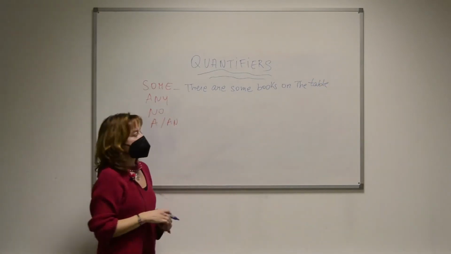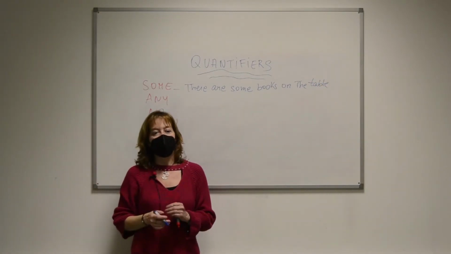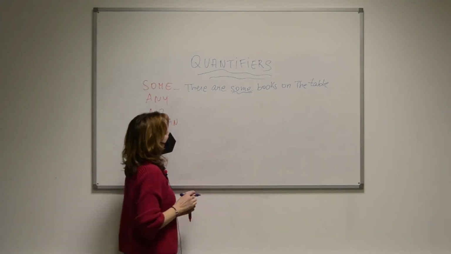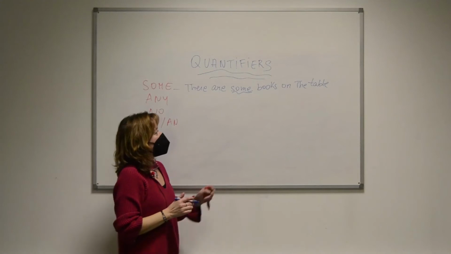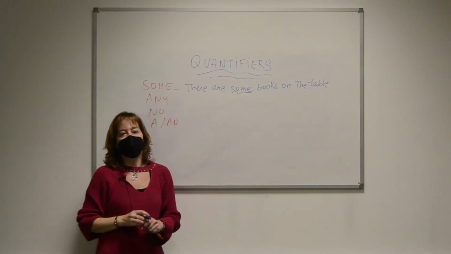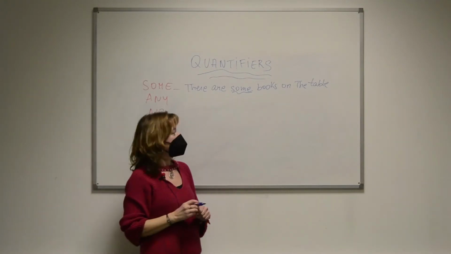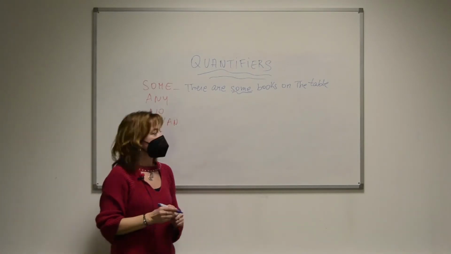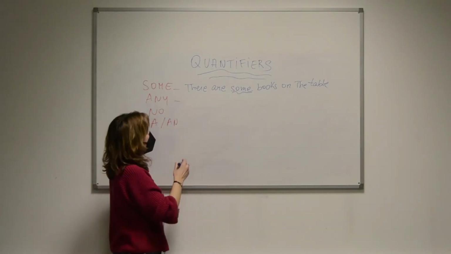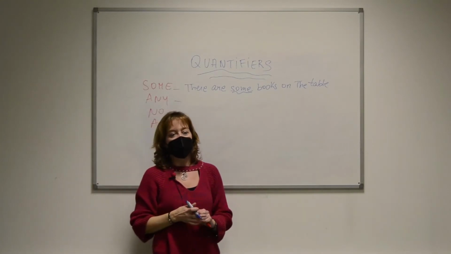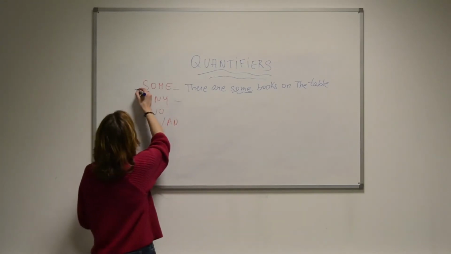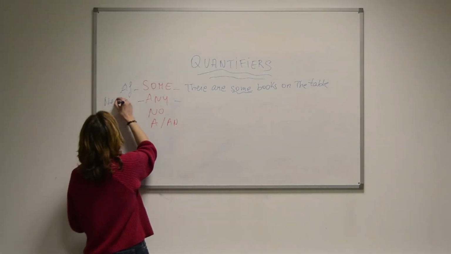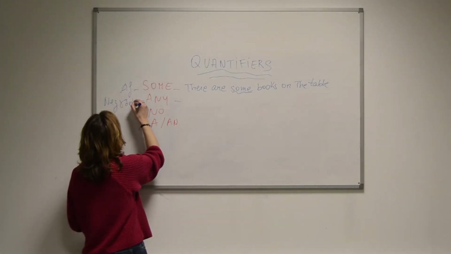There are is for plural, there is for singular. Some, it's here, some books. We use some with books, that is a plural count noun. Some is used in affirmative sentences. Any is used in negative and interrogative sentences. Okay? Here affirmative, and here negative and interrogative.